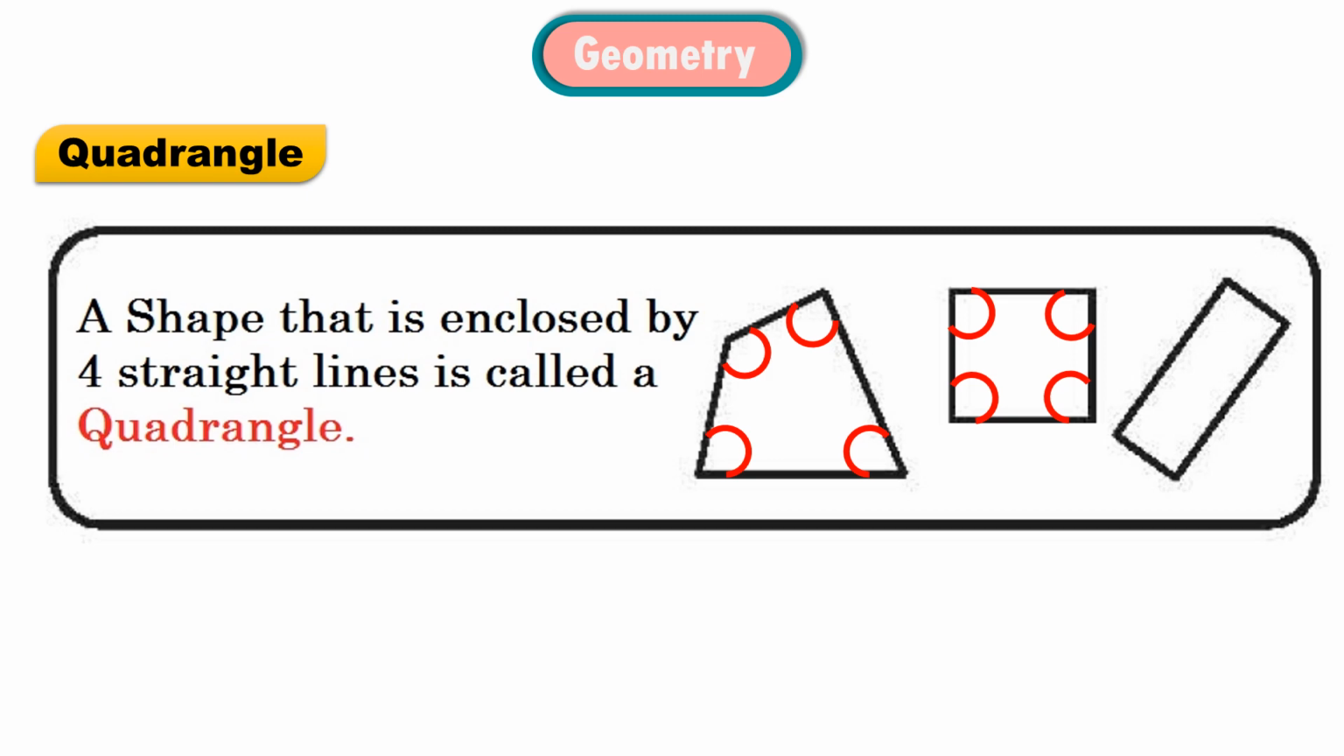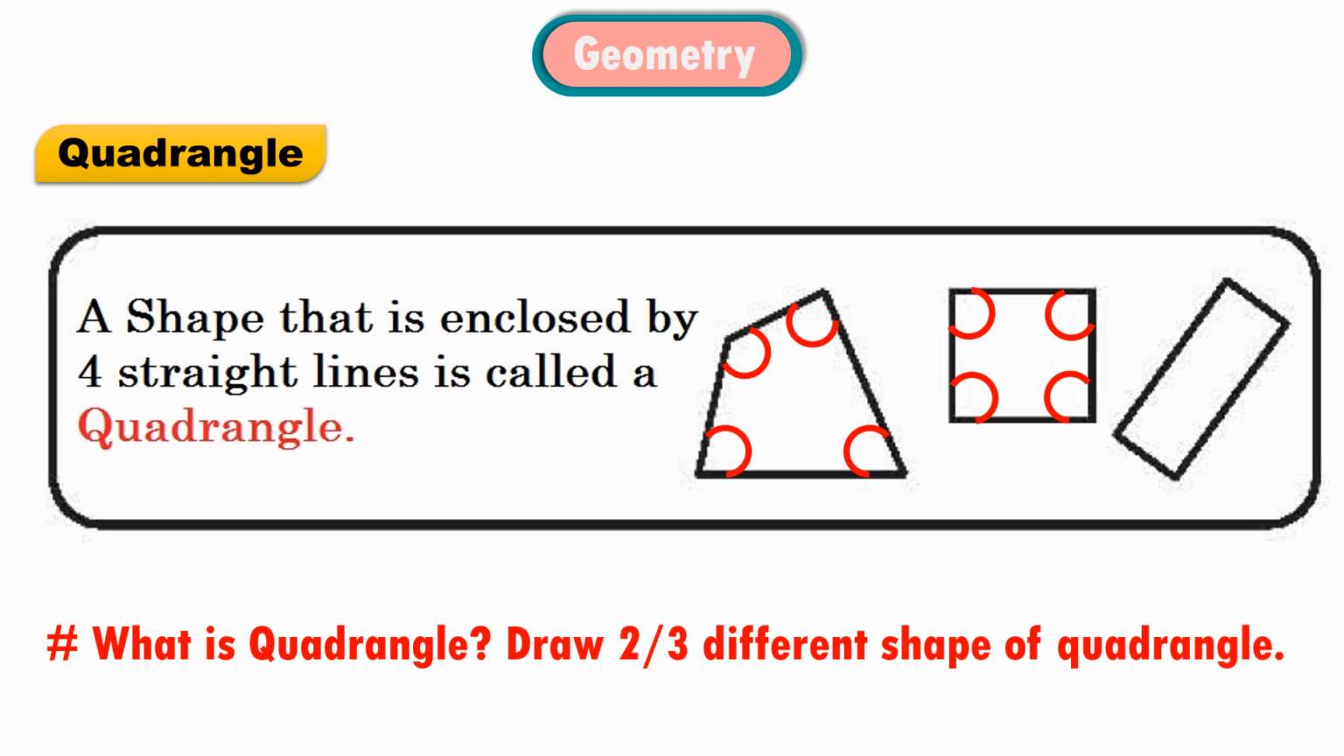Similarly, how are we going to face this in the exam? You can see that the question says, what is a quadrangle? Draw two or three different shapes of a quadrangle. That means whenever we ask you this kind of question, you will write down the definition that is given in the above picture, and similarly you will draw with the help of your scale two or three different shapes of the quadrangle. So this is how we will answer about the quadrangle.